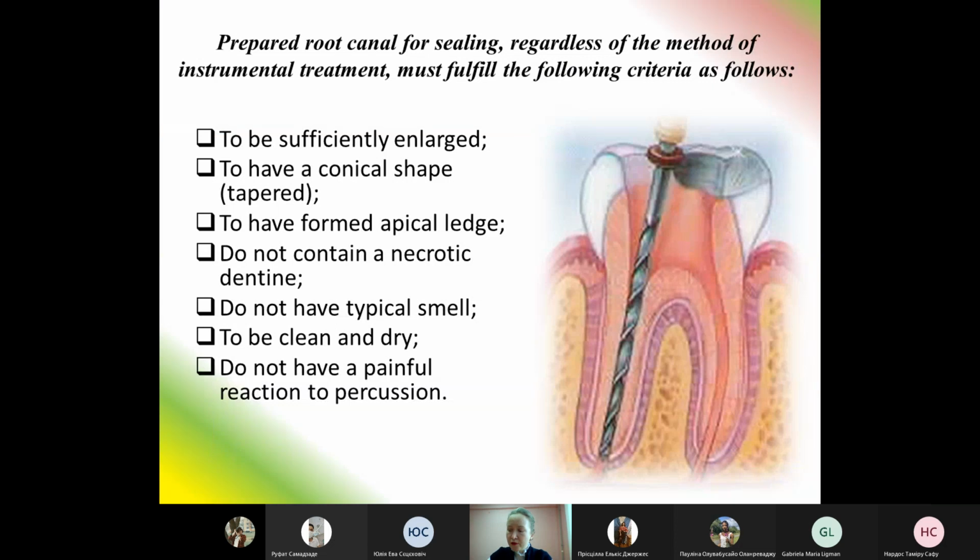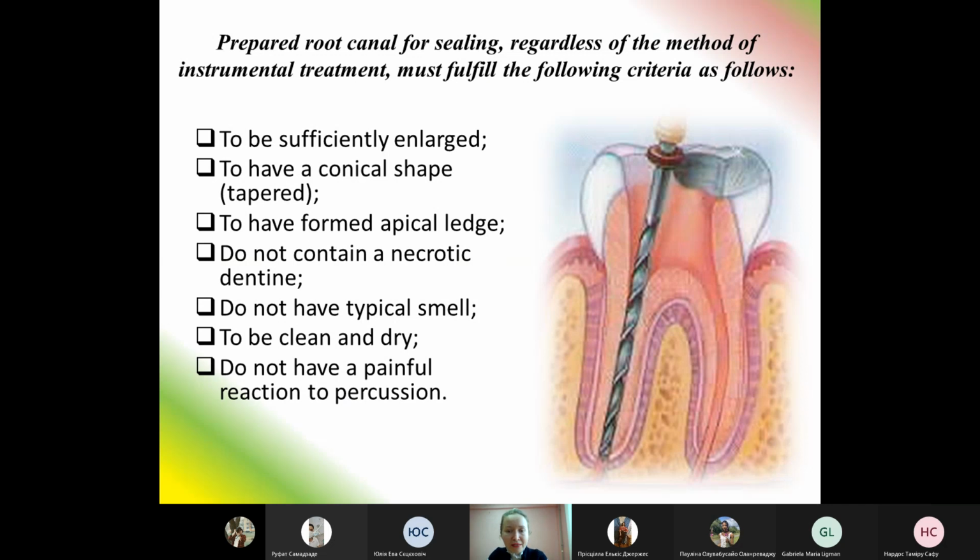A prepared root canal for sealing, regardless of the method of instrumental treatment, must fulfill the following criteria. It should be sufficiently enlarged. It should have a tapering, conical shape. It should have an appropriately formed apical constriction. It should not contain any necrotic dentine.